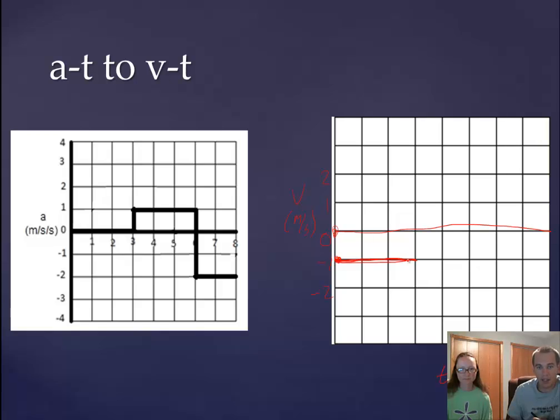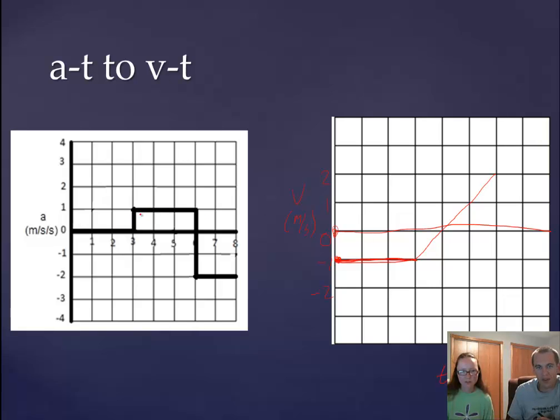But then what happens? Now it looks like you started accelerating at a rate of +1 meter per second per second. That doesn't mean I'm getting faster. That means my velocity is getting more positive, 1 meter per second every second. So I need to go up 3 over 3.